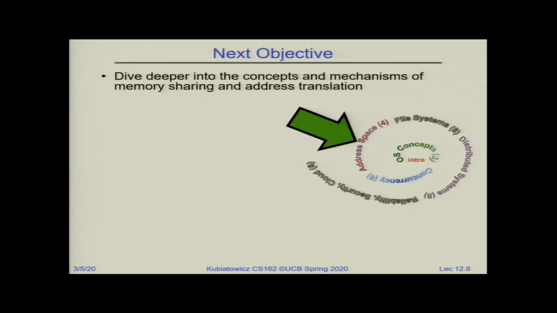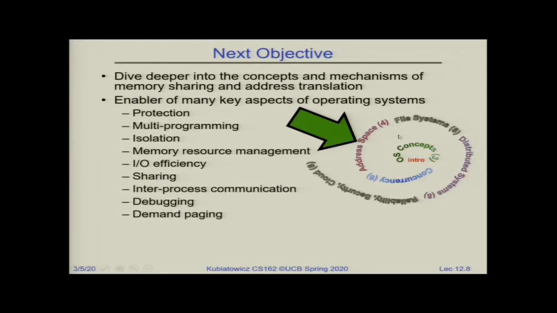So we've been talking about some pretty low-level stuff, a bunch of OS concepts, some concurrency. In the spiral of topics, we're going to talk about address spaces, and memory mapping and paging and so on. Basically we're going to talk about address translation, and that's going to be an enabler of all sorts of important things: protection, secure multi-programming, isolation, memory resource management, I/O efficiency, sharing, you name it. So this is a big topic for you guys, kind of important.